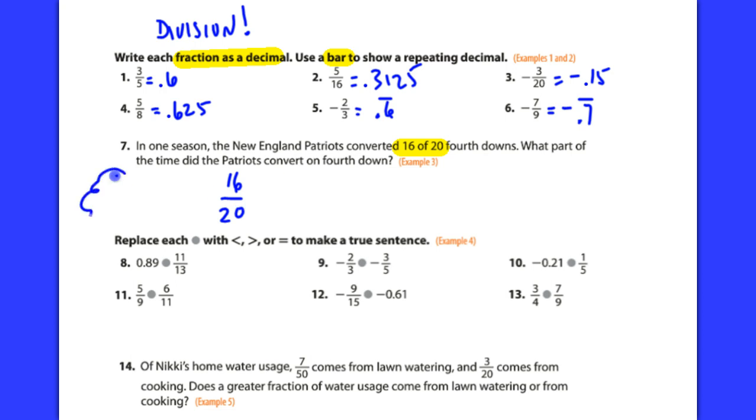So what you're thinking in your head, just like you did up there, you're thinking 16 divided by 20. So put that into your calculator and see what you get. And hopefully, if you put it in right, you get 0.8, or we could call that 80% as well.